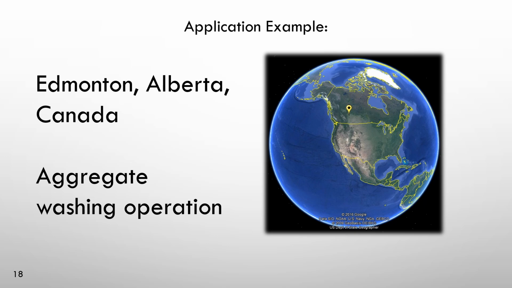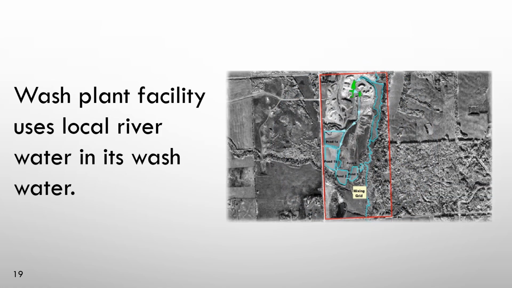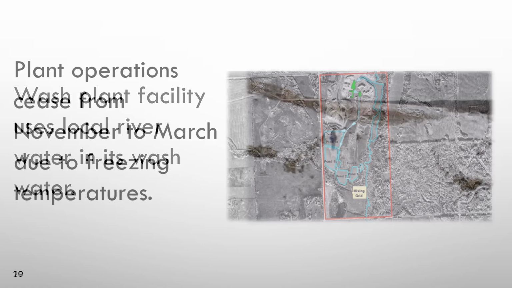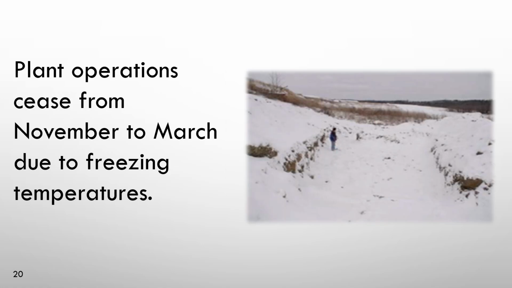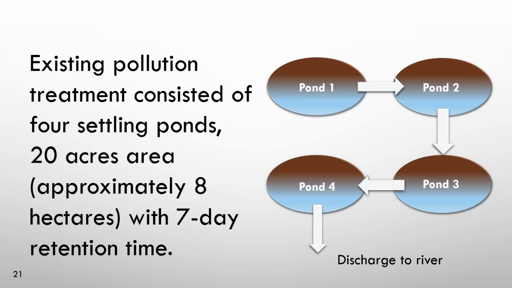Another really great metal example was another Canadian application. This was also in Edmonton, Canada. This was an aggregate washing facility. They were using the local river water in their wash operations, and then after treatment of that water or settling of the solids, they were returning that water back to the river. So this was only open during the summer months.